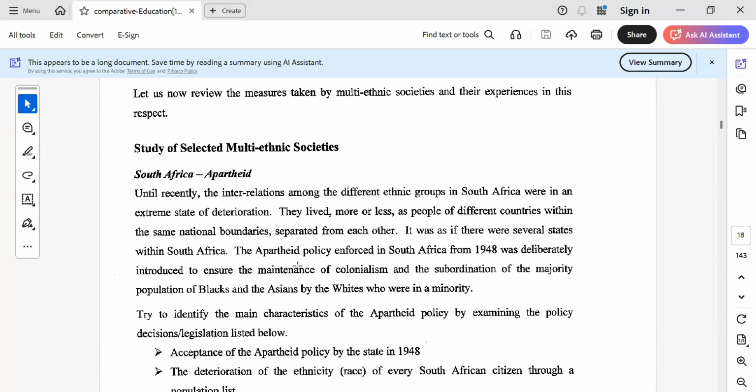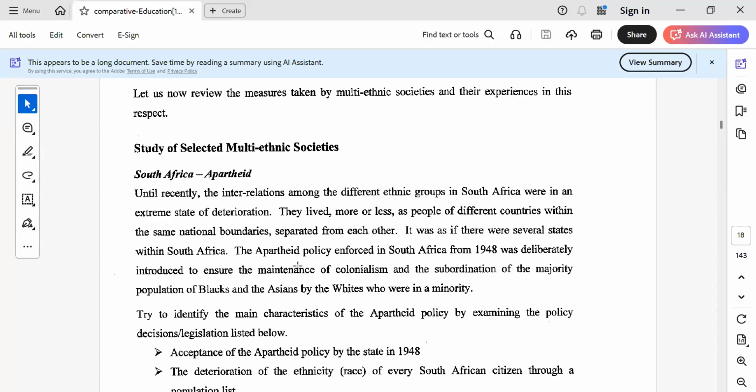Study selected multi-ethnic societies, right? The first example they took is South Africa, right? So, apartheid. Until recently, the interrelations among the different ethnic groups in South Africa were in an extreme state of deterioration. They lived more or less as people of different countries within the same national boundaries. It was as if there were several states within South Africa.